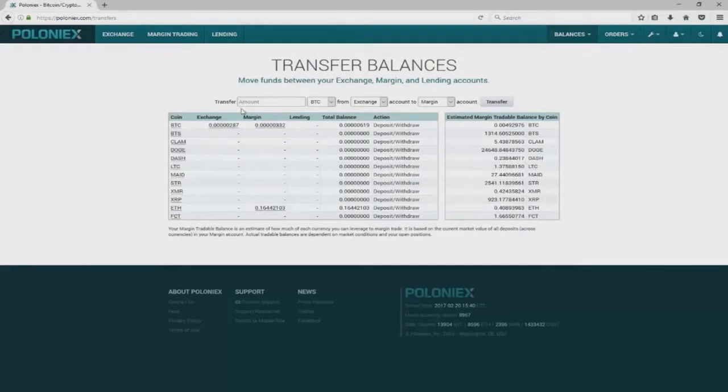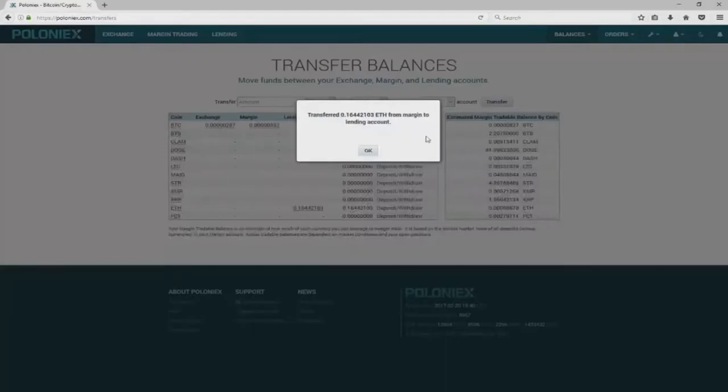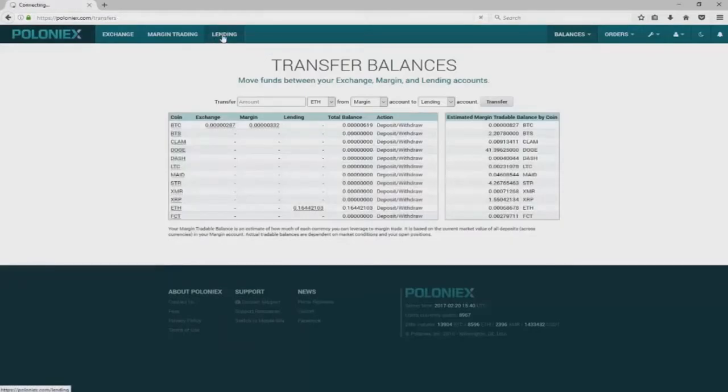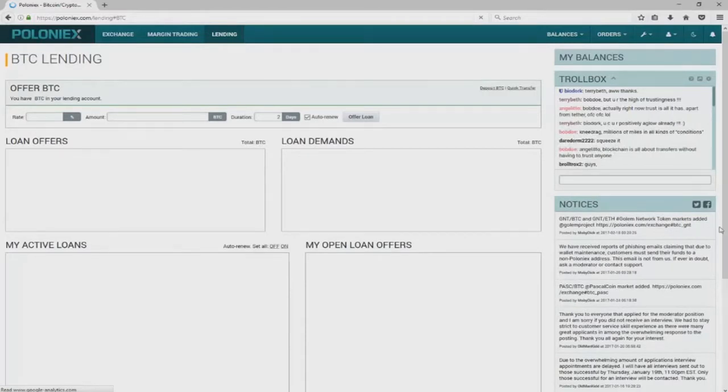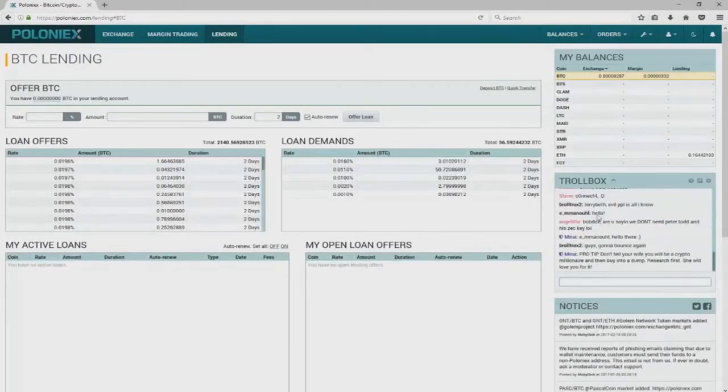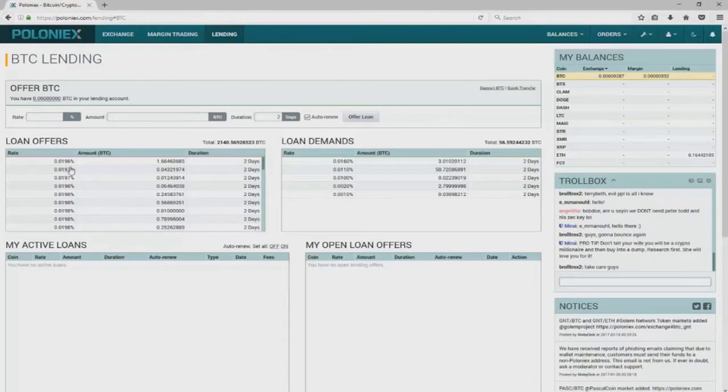So I'll go from margin to lending and then transfer. So if I look at the lending, I could see BTC lending. So people are lending Bitcoins. This is the rate. So they're offering loans for, this is daily interest. So they're offering loans at 0.0196%. So the compound interest, obviously, that could add up.